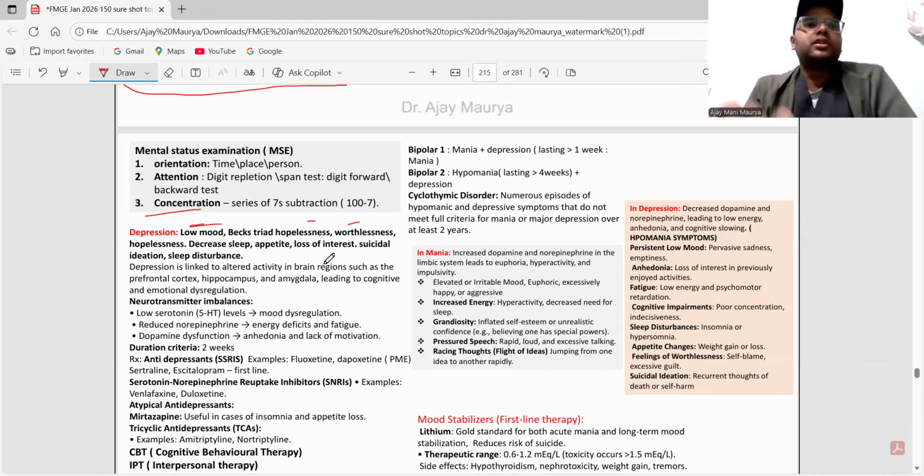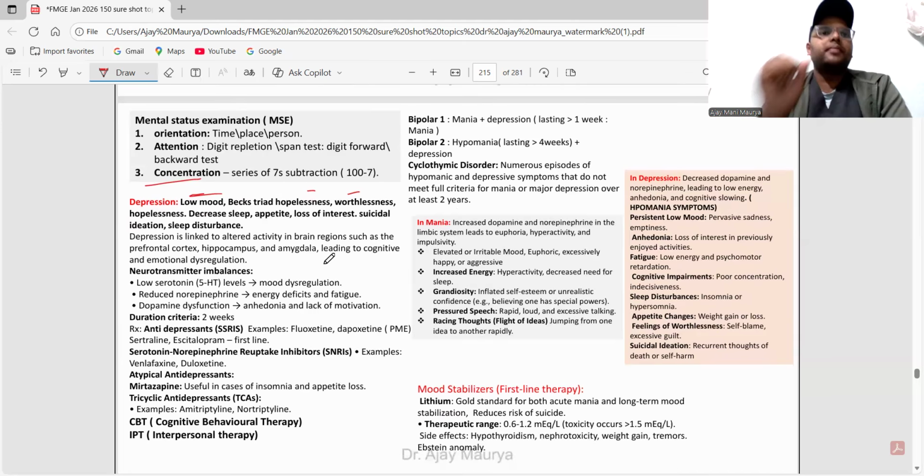Here in depression, guys, you have to remember the antidepressants. Antidepressants are very, very important. In depression also, we have the typical and atypical antidepressants, which are very important. In the typical ones, we have the SSRIs.